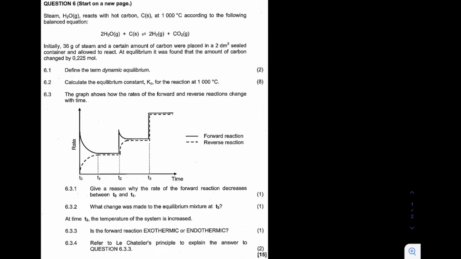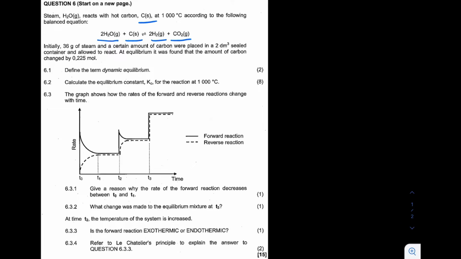Good day, guys. This is question 6 in the November 2020 question paper. It's a chemical equilibrium question. Now, it says steam, which is water in a gaseous state, reacts with hot carbon in a solid state, as we're seeing there, at 1000 degrees Celsius according to the balanced chemical equation. The equation we are given is a reversible equation, and we have water in a gaseous state reacting with the carbon in its solid state, and it produces hydrogen gas and carbon dioxide gas.